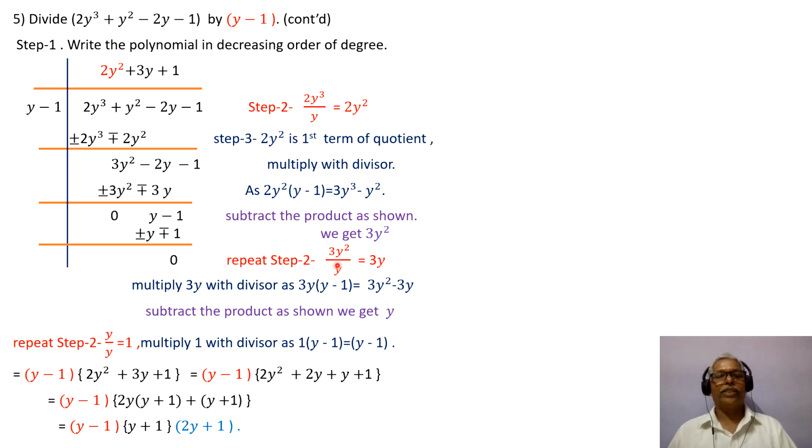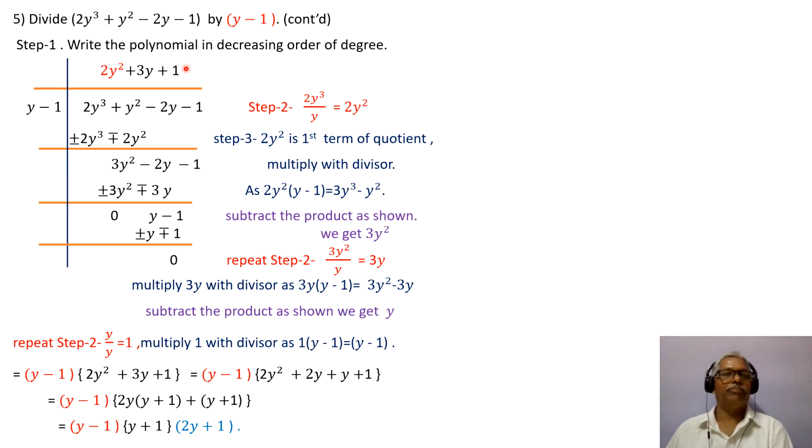Now 3y square upon y equals 3y. So write it here. 3y into y is 3y square, and 3y into minus 1 is minus 3y. So change the sign, this cancels, and you are left with minus 2y plus 3y, which is y minus 1. And now y upon y is 1, so here 1 into y is y, and 1 into minus 1 is minus 1. So change the sign, and everything gets cancelled, and the remainder is 0. So this is one factor, and this is another factor.